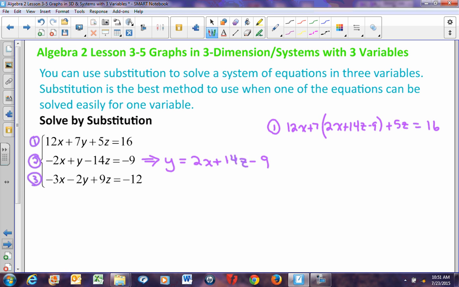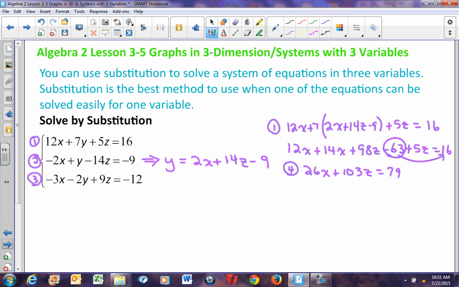So I'm now just going to substitute in. So 12x plus 14x plus 14 times 7 is 98z, minus 9 times 7 is 63, plus 5z equals 16. Let's simplify. That becomes 26x. 98 and 5 becomes 103z. And then I move my 63 over, so that's going to equal 79. So this becomes equation number 4.